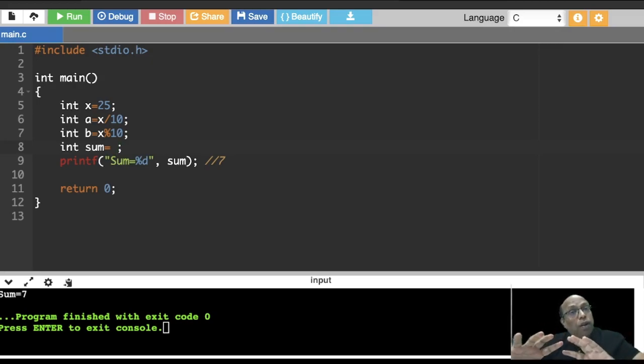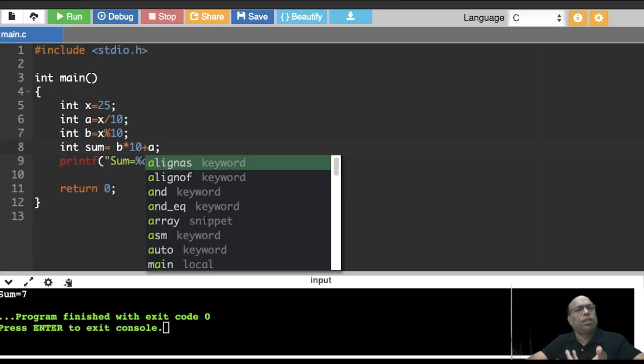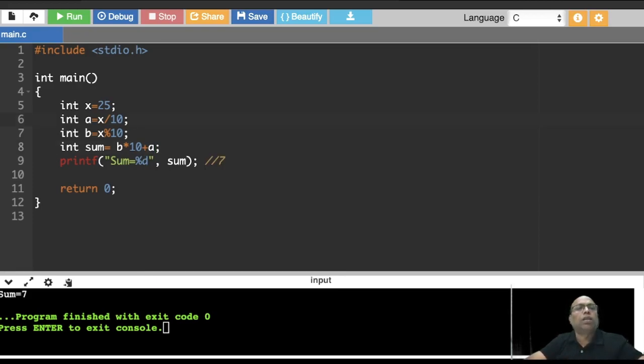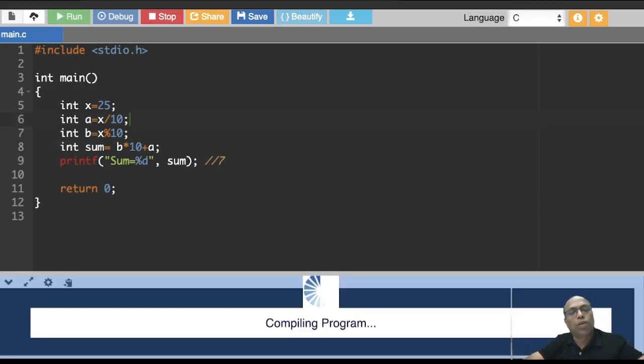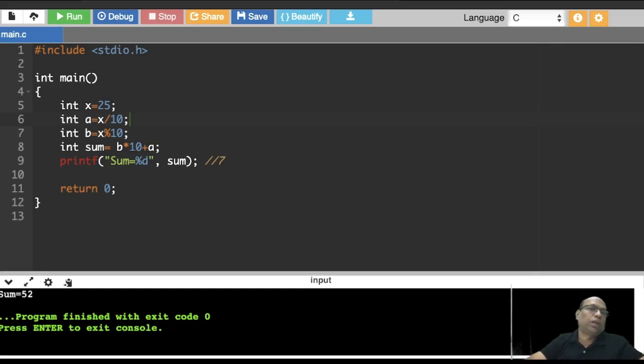That means the units place should become the tens place, and the tens place should become the units place. Therefore, what am I going to do? The units place I am going to multiply by 10, and the tens place I am going to make the unit, multiplied by 1, which you can directly write. So what is the answer I should get? I wrote the variable sum, but it should be the reverse of it.